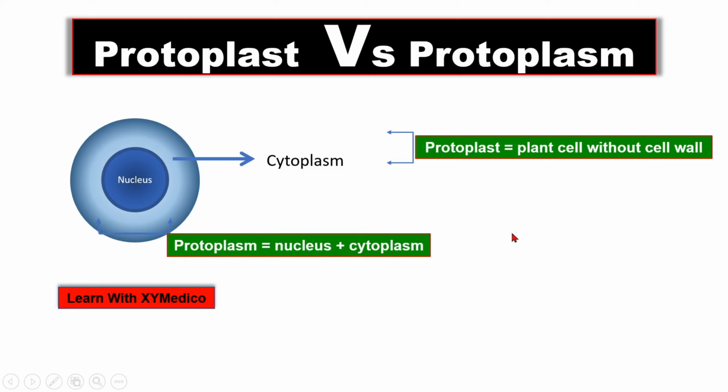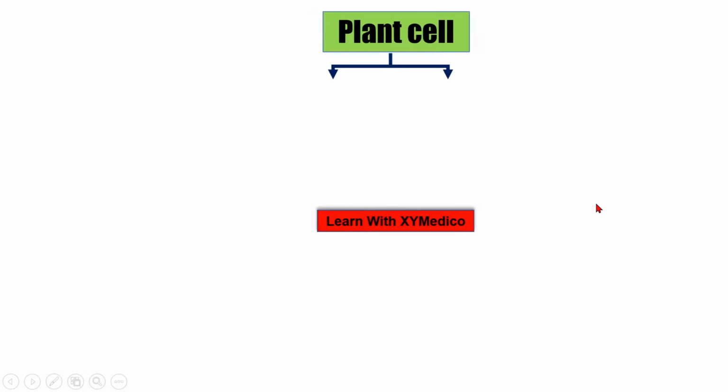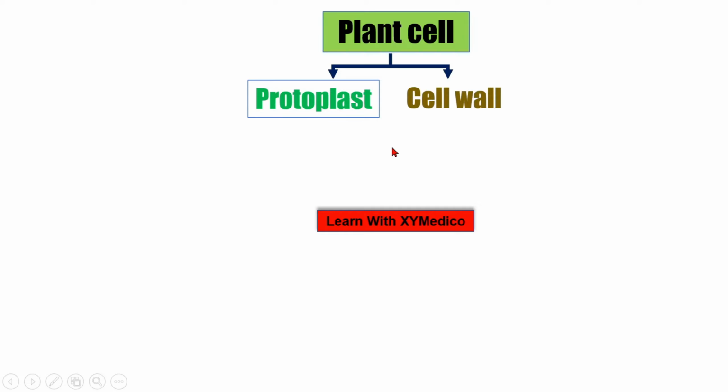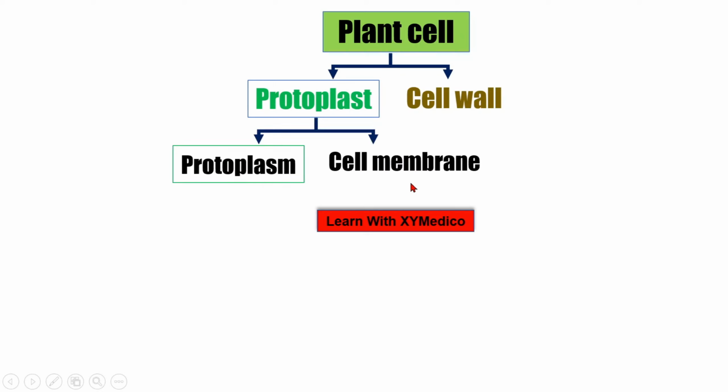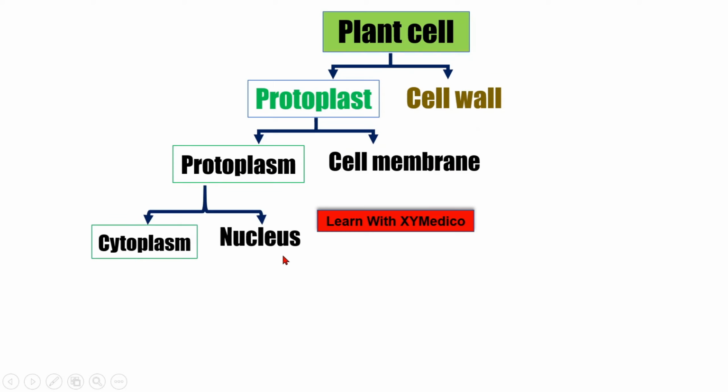cytoplasm. Now let's discuss the plant cell in detail. So here is a plant cell. We can divide the plant cell into two parts, protoplast and cell wall. Protoplast is further composed of protoplasm and cell membrane. You can say that protoplasm is a plant cell without cell membrane and cell wall. Now protoplasm is further composed of two parts, cytoplasm and nucleus.